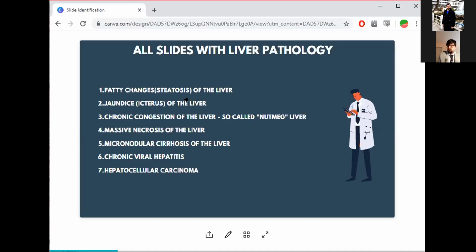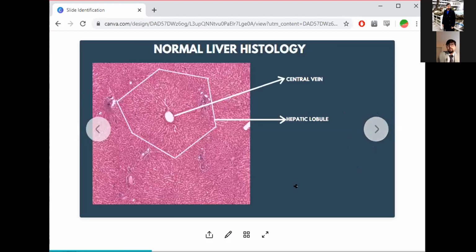So I'll be going through those steps again, and I'll go through them again and again till you are satisfied. Okay. So I'm going to first go to the next slide here, which is normal liver histology.